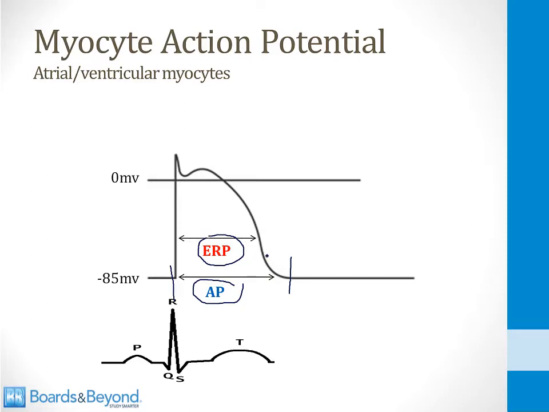So it turns out that the voltage doesn't have to go all the way back down to minus 85 millivolts for the cell to be able to depolarize again. At a point about midway through phase 3, the cell can, if triggered, depolarize again. And the time to reach this point is called the effective refractory period. Both of these concepts will be important when we talk about the antiarrhythmic drugs.